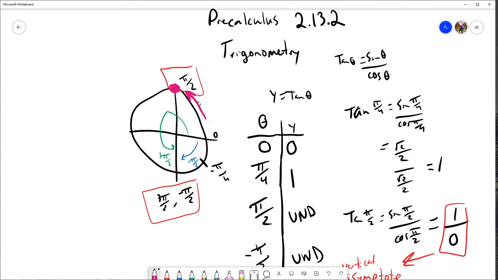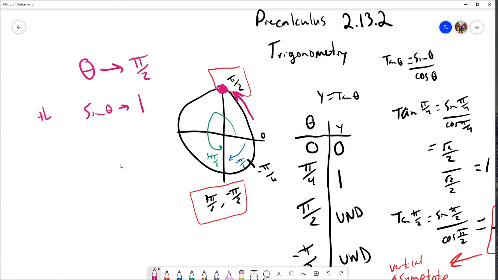So as we are getting closer and closer to here, as our angle gets closer to pi over 2, so I'm going to use this arrow to denote that as theta approaches pi over 2, well, sine of theta is going to get closer and closer to 1. So as theta gets closer to pi over 2, then sine of theta is going to get closer to 1, right? Because the y coordinate here is 1. In fact, let's get that up here. 0, 1 is our coordinate. And we know that cosine theta is getting closer and closer to 0.